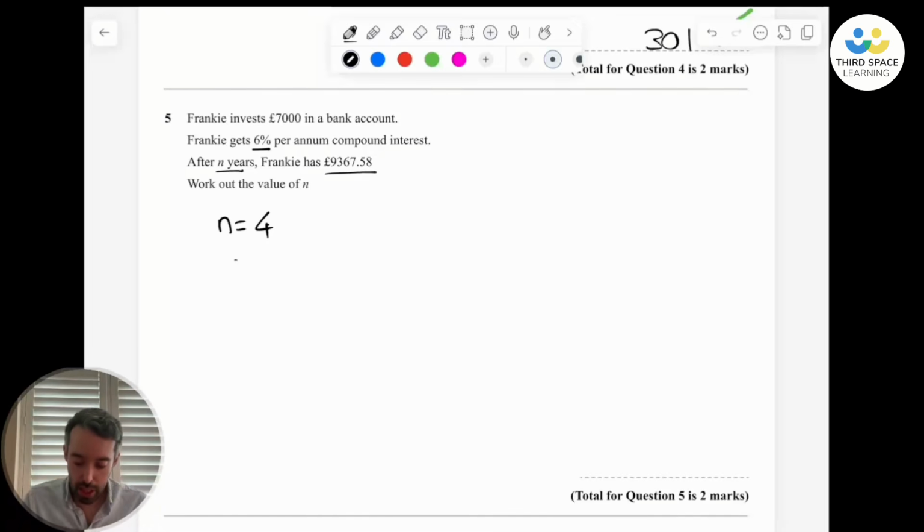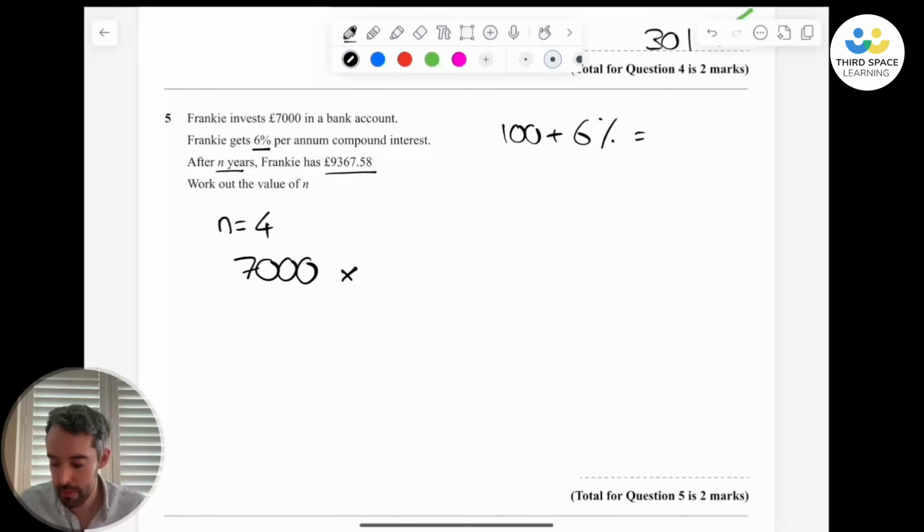Now, that's going to mean £7,000 multiplied by the multiplier we need here. Now it's 6% per annum, so it's going up every year. So it's 100% plus 6%, which is 1.06. So it's 1.06 to the power of n, to the power of 4.